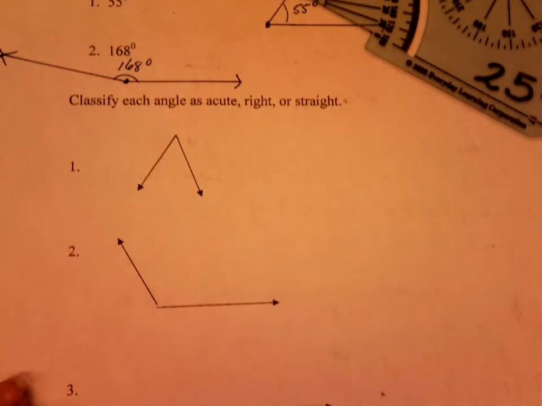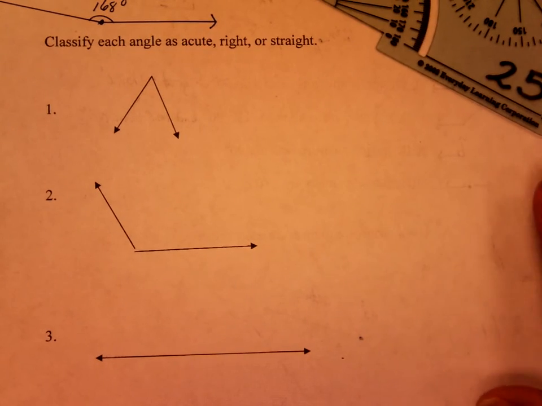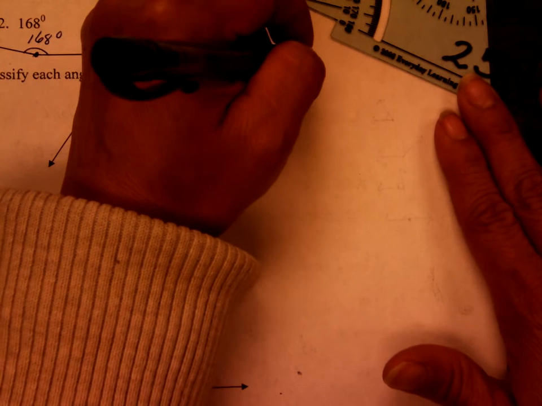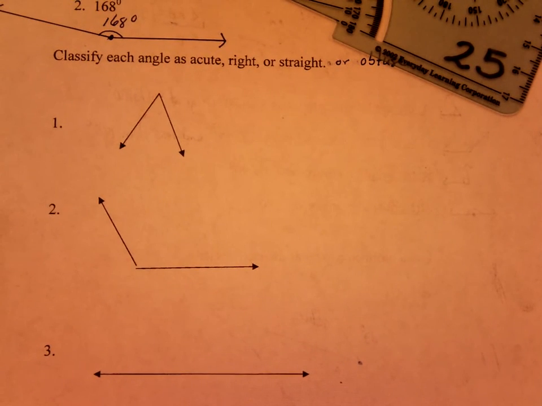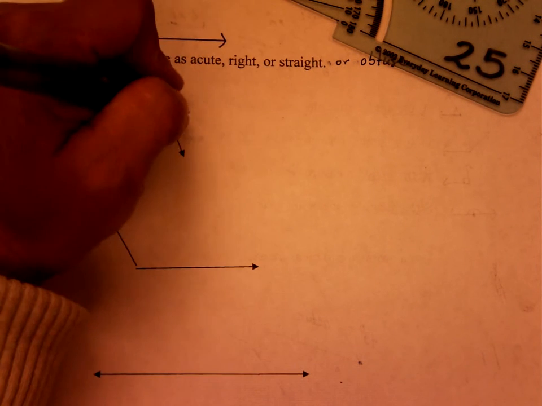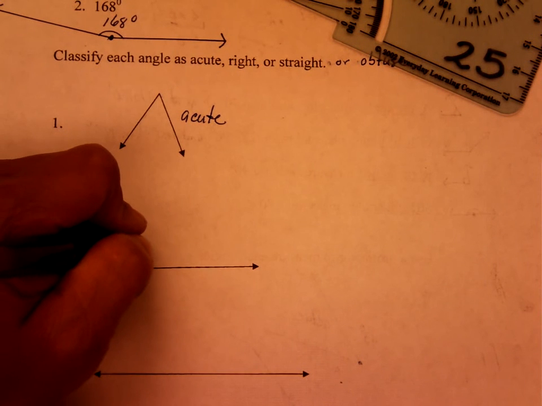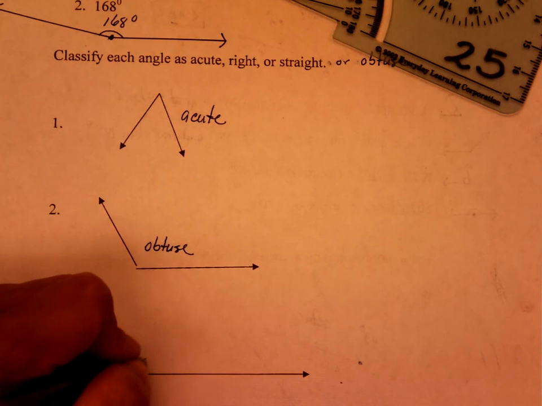Looking at 1, 2, and 3, you should be able to classify each angle as acute, right, straight, or obtuse. I forgot obtuse. So go ahead and do this on your own, and when you're ready, go ahead and push play. Number 1, you should have gotten that this is an acute angle. Number 2, you should have gotten that this is an obtuse angle. And number 3, you should have gotten that as a straight angle.